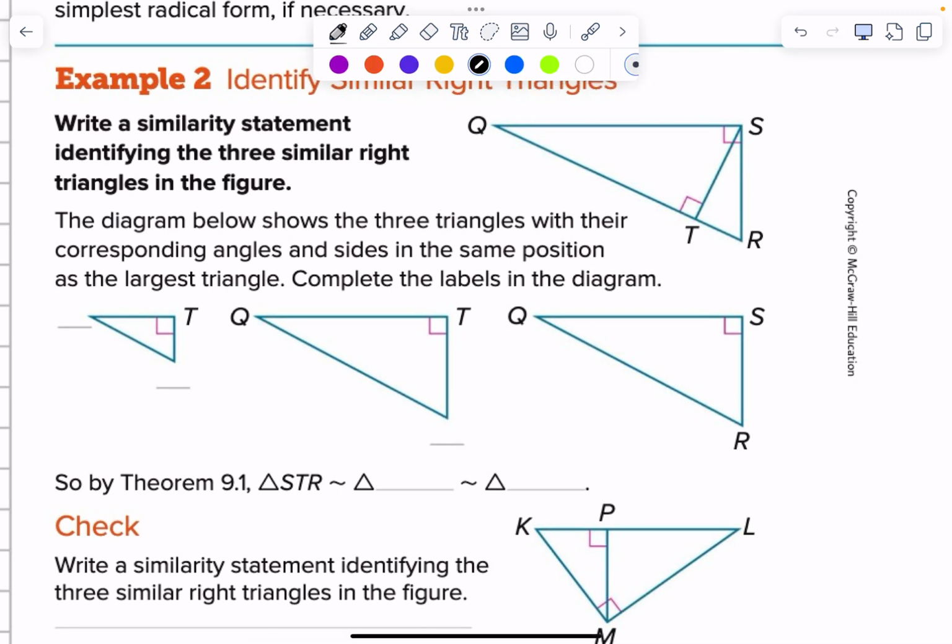All right, so here we go. What I want you to do when we pick these 3 triangles apart, listen. When we pick these 3 triangles apart, we're going to label them and put them in the same position, okay?